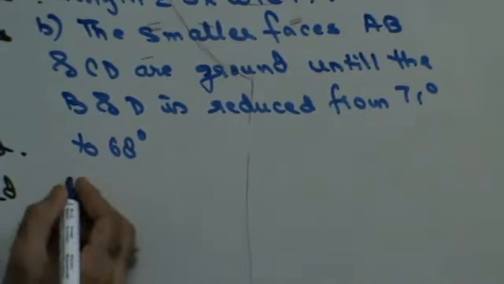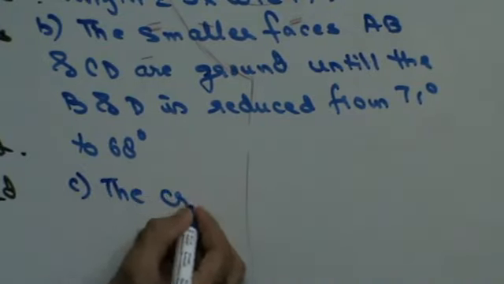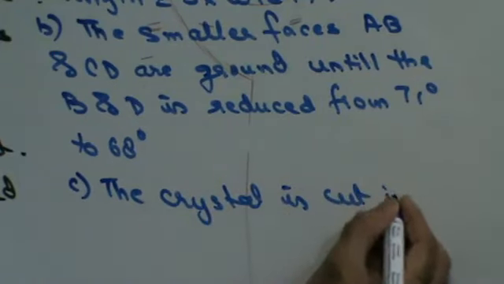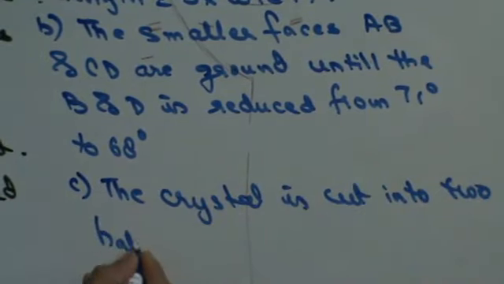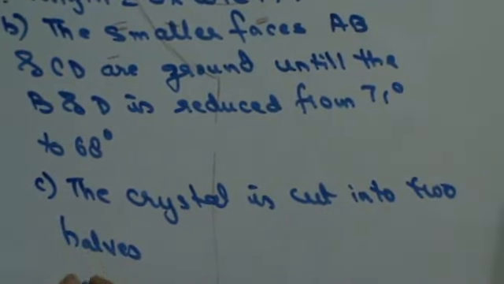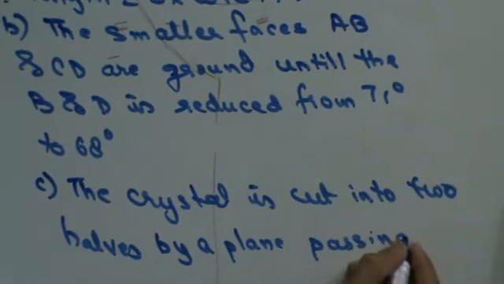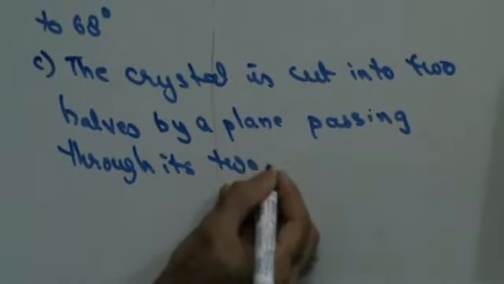Right? So now the crystal is cut into two halves by a plane passing through its two blunt corners. After you've done this, the crystal is cut into two halves by a plane passing through its two blunt corners.